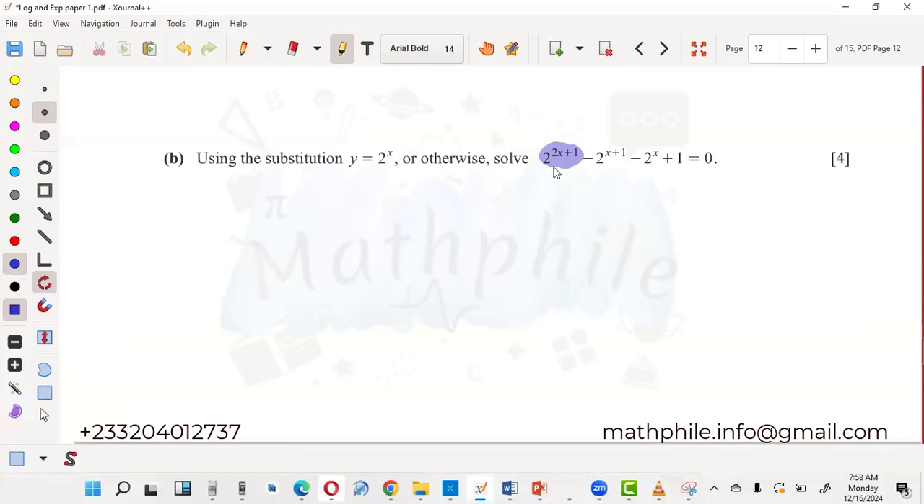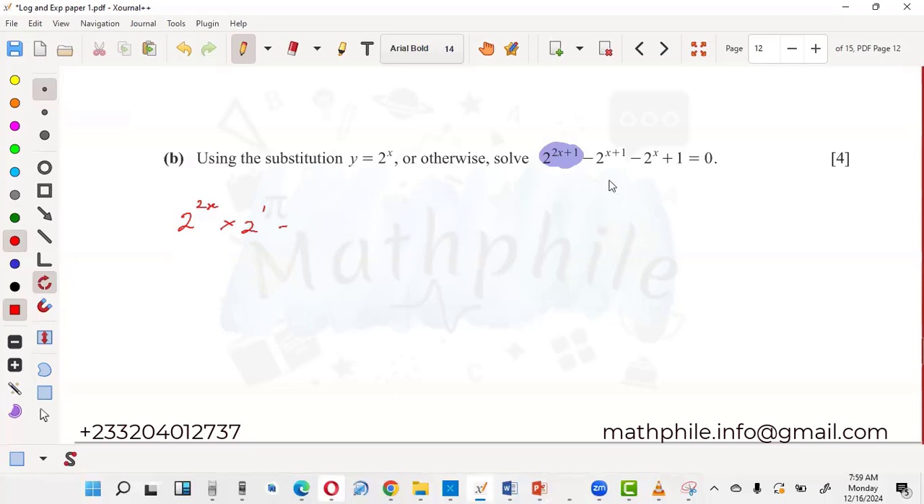So 2 raised to the power 2x plus 1 minus 2 raised to the power x plus 1 minus 2 raised to the power x plus 1 equals 0. So we're going to substitute y equal to 2 raised to the power x. With that, we need to reverse the order of indices before we can do that. The 2 raised to the power 2x plus 1 we can write as 2 raised to the power 2x multiplied by 2 raised to the power 1. Do you agree? Yeah. Because when the bases are the same and you're multiplying, we add the exponents.